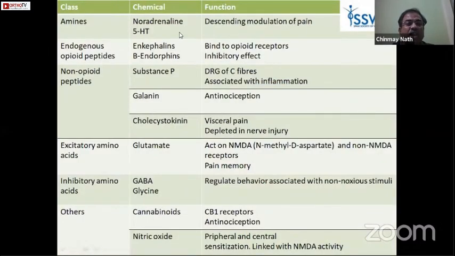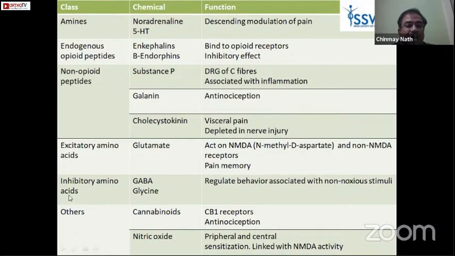There are certain groups of neurochemical mediators. Amine groups, noradrenaline and 5-HT, cause an increase in pain. Endogenous opioids like enkephalin and endorphin reduce the pain. Non-opioid peptides include substance P, which is associated with inflammation, galanin, etc. Excitatory amino acids like glutamate act on NMDA receptors and act as pain memory.